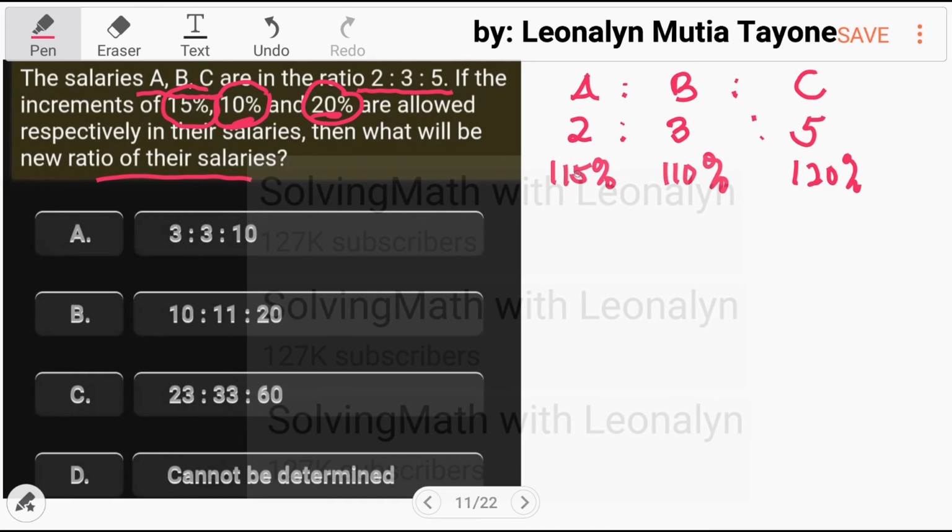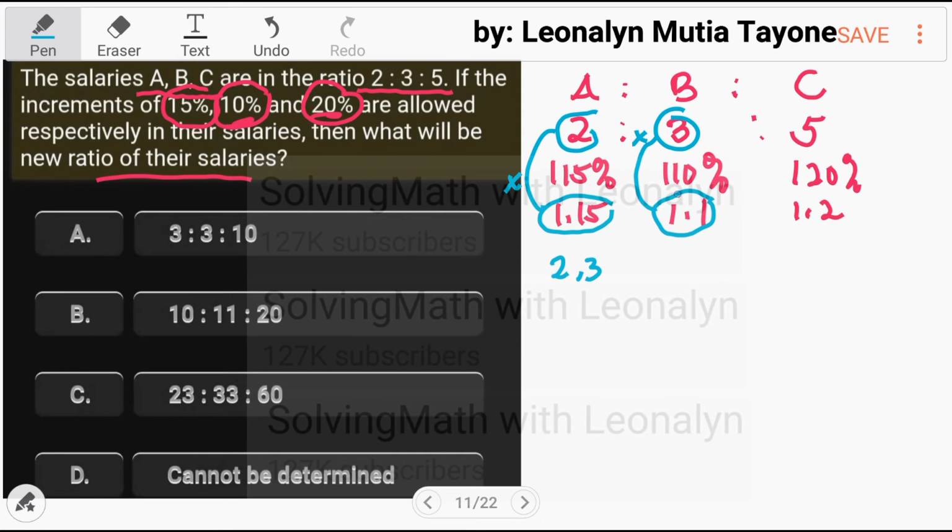120%. Now, i-decimal natin yan, and that is 1.15, 1.1, 1.2. Since mga maliit na numbers lang naman to, so madali lang. Si 1.15 times 2, i-multiply mo yan, and that is equals to 2.3. Itong 1.1, i-multiply mo sa 3, and that is equals to 3.3. 1.2, i-multiply mo dyan sa 5, and that is equals to 6.